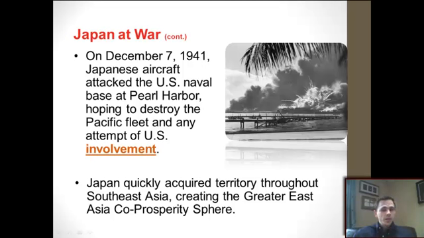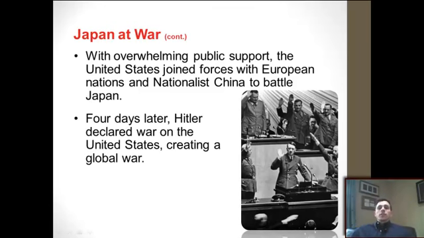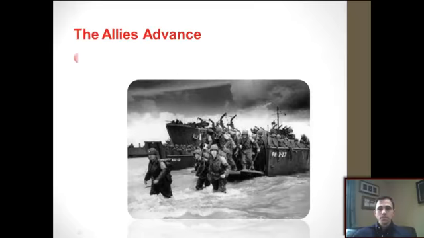Japan quickly acquired territory throughout Southeast Asia, creating what they termed the Greater East Asian Co-Prosperity Sphere. Now, after Pearl Harbor, there was overwhelming support for the United States to join forces with European nations and China to engage in war with Japan. Four days later, Hitler declared war on the United States. So this really plunged the United States into a world war on two fronts, in Europe and in the Pacific.